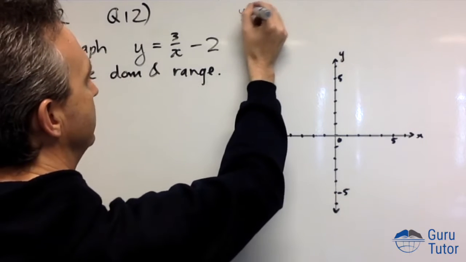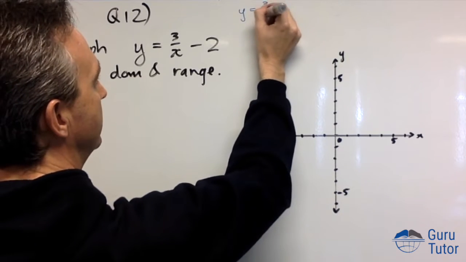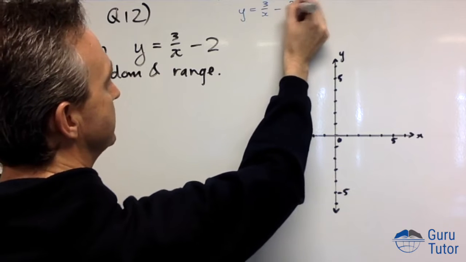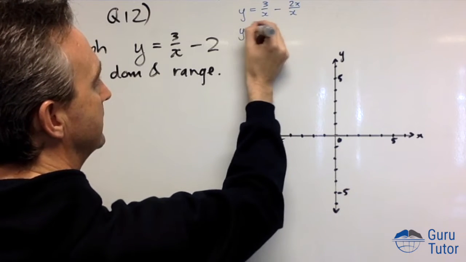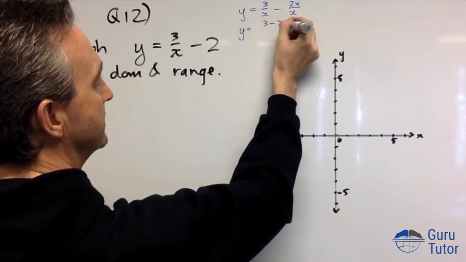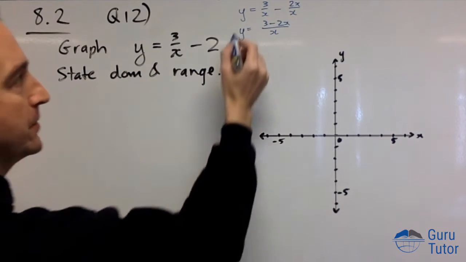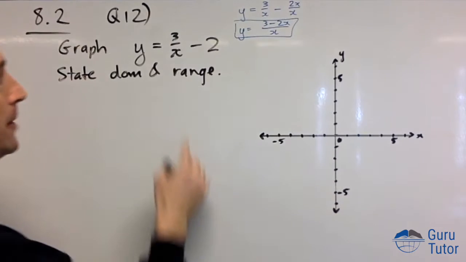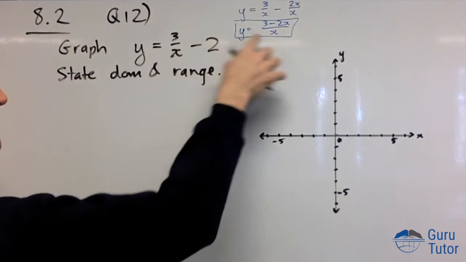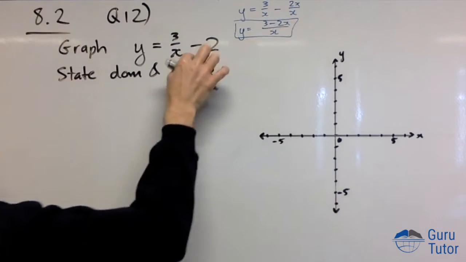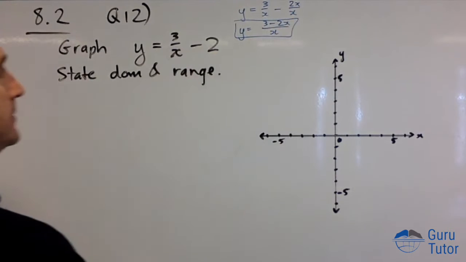It would have been like y equals 3 over x minus 2x over x. Y equals 3 minus 2x over x. So if the long division hadn't been done, the question would look like that. But it's already been done for you, and if you do long division on that, you'll end up with this, and it's done. So we just got to graph that.